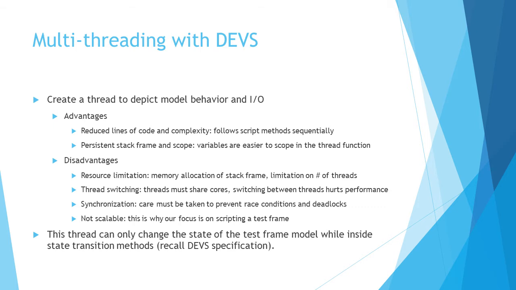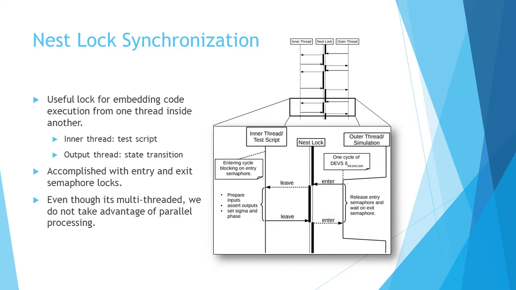Synchronization is also a challenge for any multi-threaded software. Ours has a unique requirement on synchronization to conform with parallel atomic DEVS specification. The nest lock combines two semaphore locks, an entry lock and an exit lock. The outer thread releases the entry lock so the inner thread can run. The inner thread releases the exit lock so the outer thread can resume. This has an effect of embedding the code from the inner thread within the outer thread.